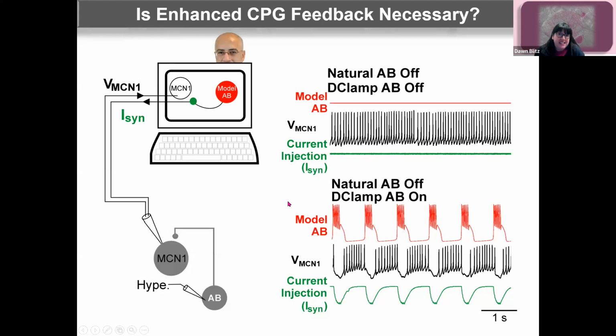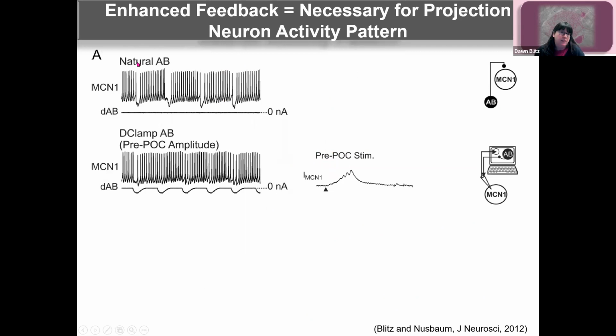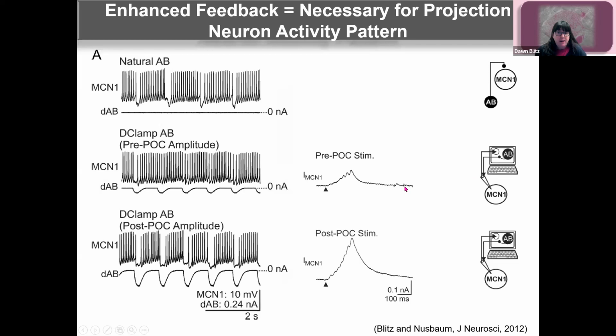To address whether the modulation was necessary, here you can see the effect of the natural AB feedback on MCN1. If I use the control amplitude, the weaker amplitude from before activating that POC pathway, there's some regulation of MCN1's firing, but it's not really having much of an effect. If I instead use the modulated amplitude that occurs after stimulating that POC pathway, now you can see these really nice interruptions in MCN1's activity. The feedback synapse is doing its job now. So this indicated that the feedback actually needed to be enhanced.